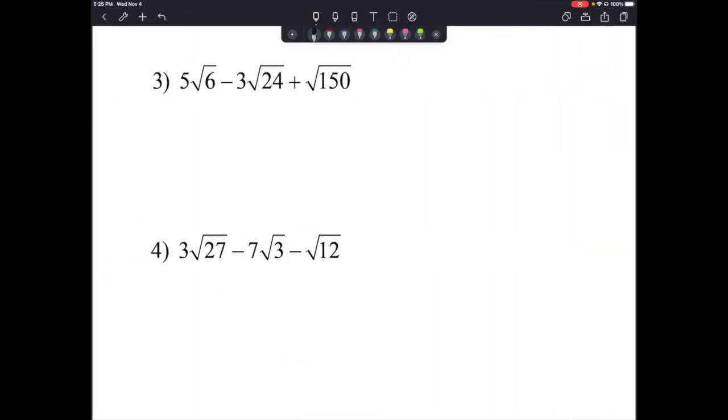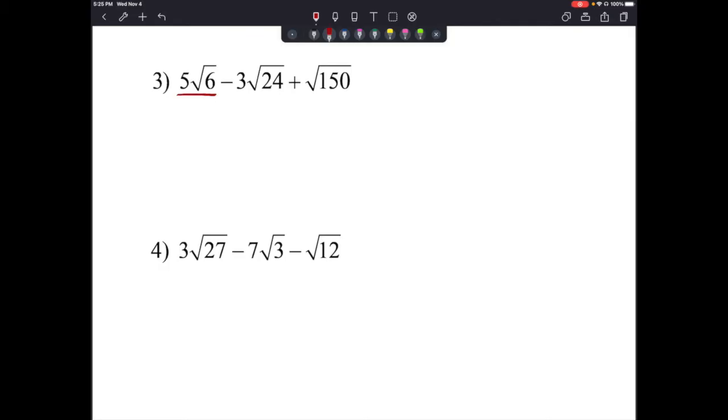Moving on. Number 3, we have 5 radical 6 minus 3 radical 24 plus radical 150. Our difference now is that nothing right now appears to be like terms, but we want to take this and simplify it down. Looking at our different terms, we have 5 radical 6. Well, radical 6 is already simplified.